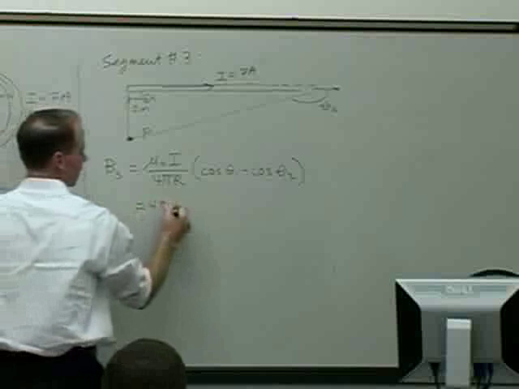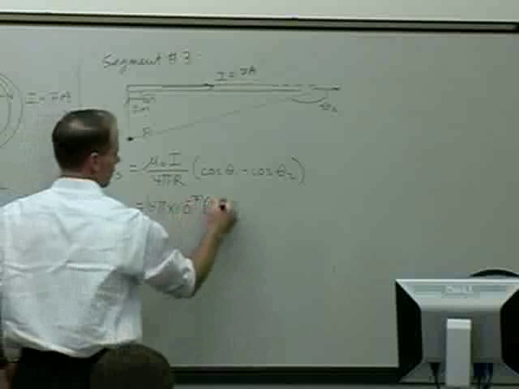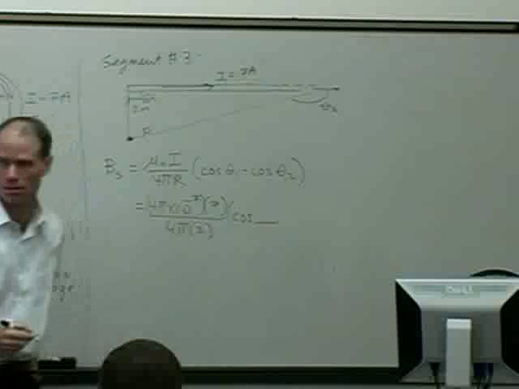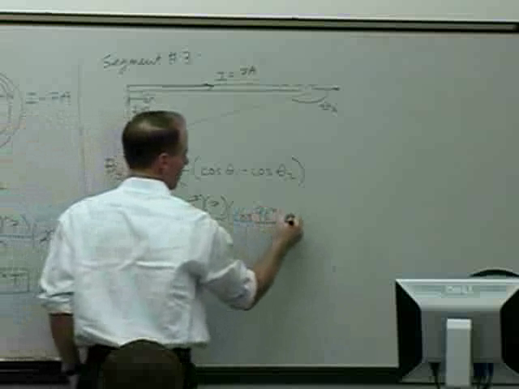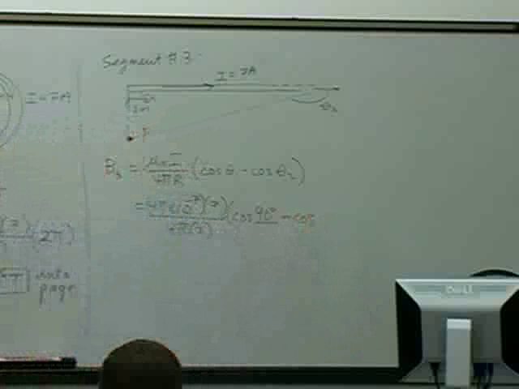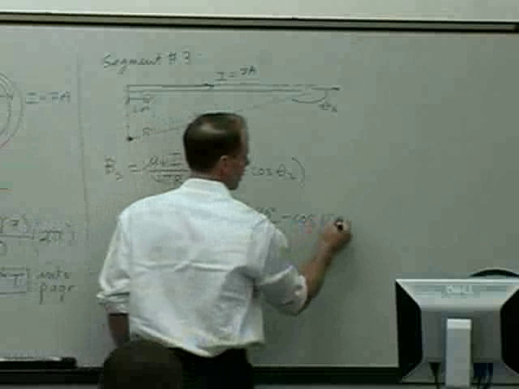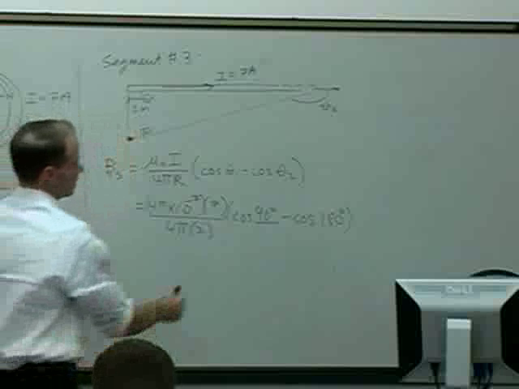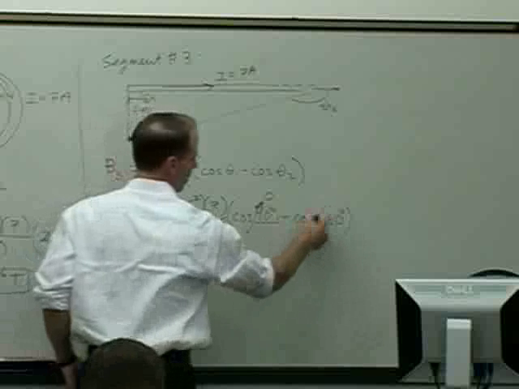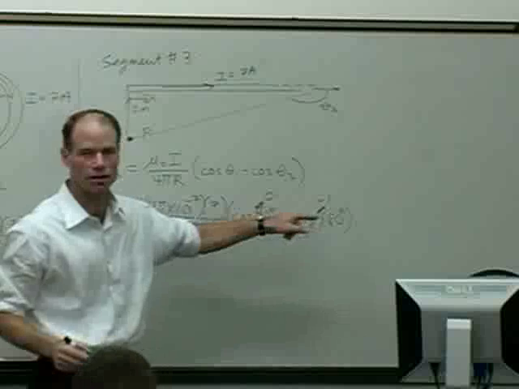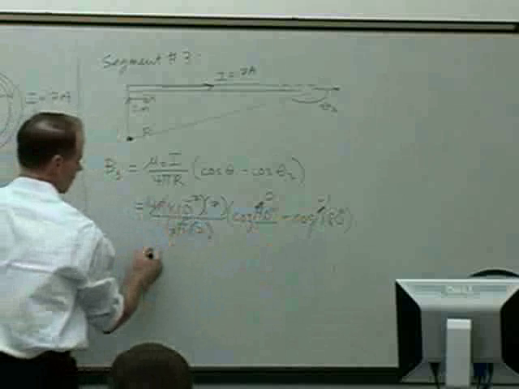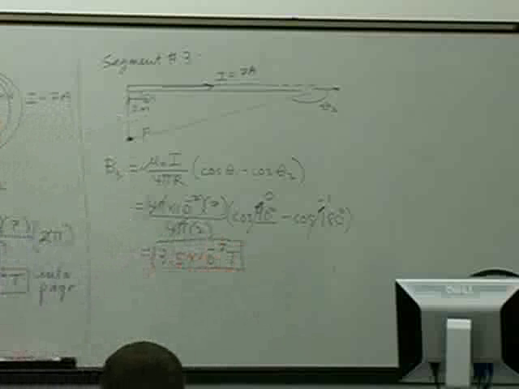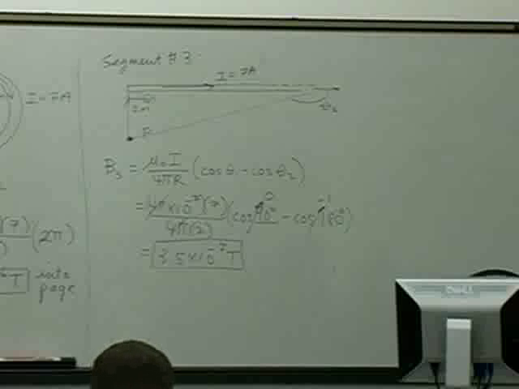So that's going to be 4 pi times 10 to the minus 7 times 7 over 4 pi times 2, cosine 90 degrees or pi over 2, either one, minus cosine 180. Very good. Because if that goes infinitely far that way, we're going to have 180. Cosine 90 is 0, cosine 180 is negative 1, so we'll have a negative, negative 1, which would be a positive 1. So this would be 3.5 times 10 to the minus 7. Into or out of the page? Into the page.